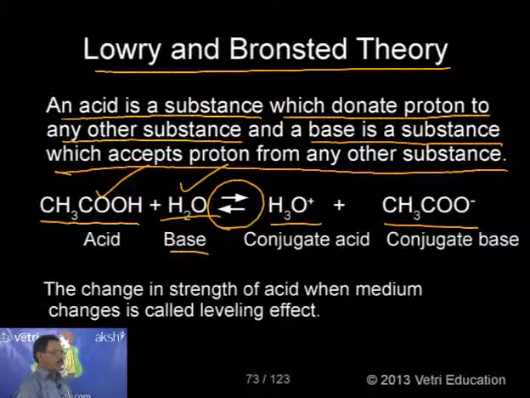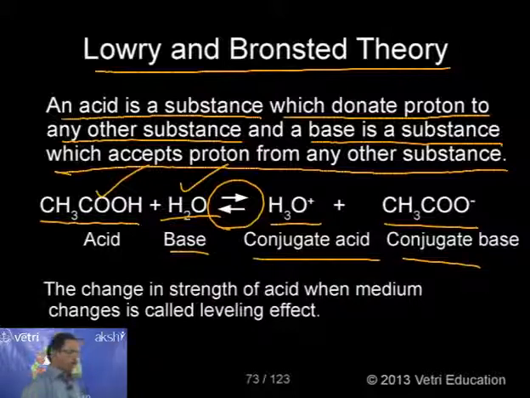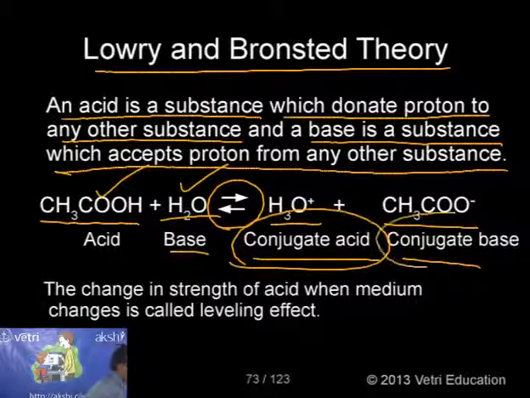It's very interesting. There is another interesting point I want to make here. Suppose we take the forward reaction: acetic acid is the acid and water is the base. Now take the reverse reaction: here we have H3O plus and CH3COO minus. According to the same theory, in the reverse reaction H3O plus is an acid because it donates H plus, and CH3COO minus is a base because it lacks H plus. So we use a new name for these: this is the conjugate acid and this is the conjugate base.